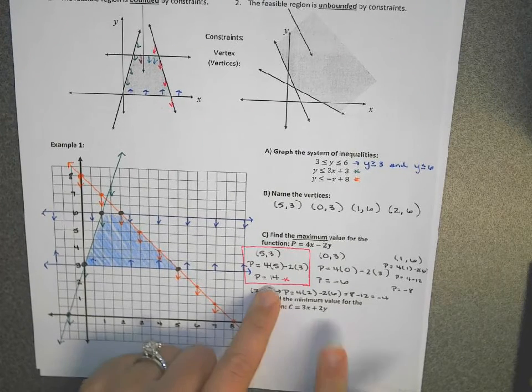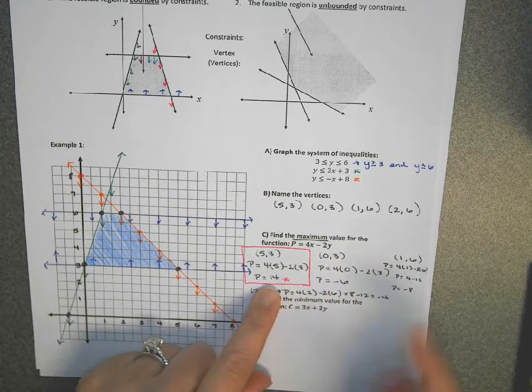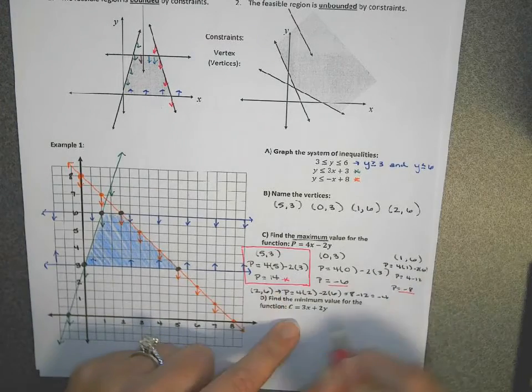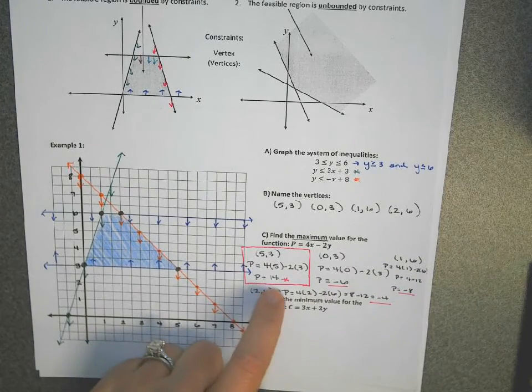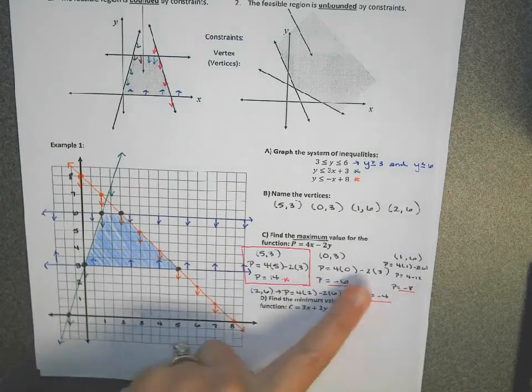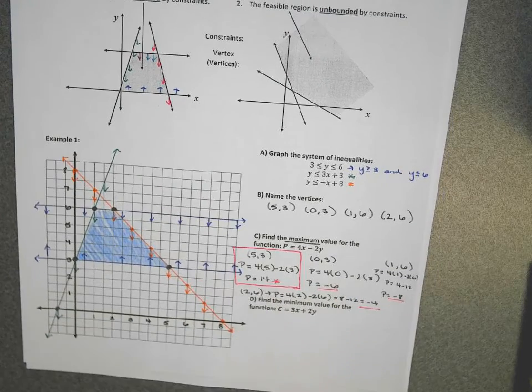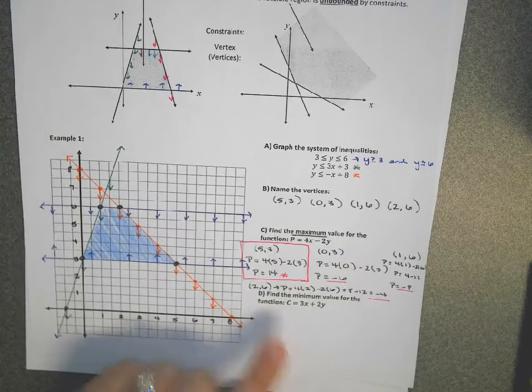So you look at your profits. You have a profit of 14, negative 6, negative 8, or negative 4. 14 is the largest. You do have to show me that you plug it into all of them, though. Okay. Then it says to find the minimum.